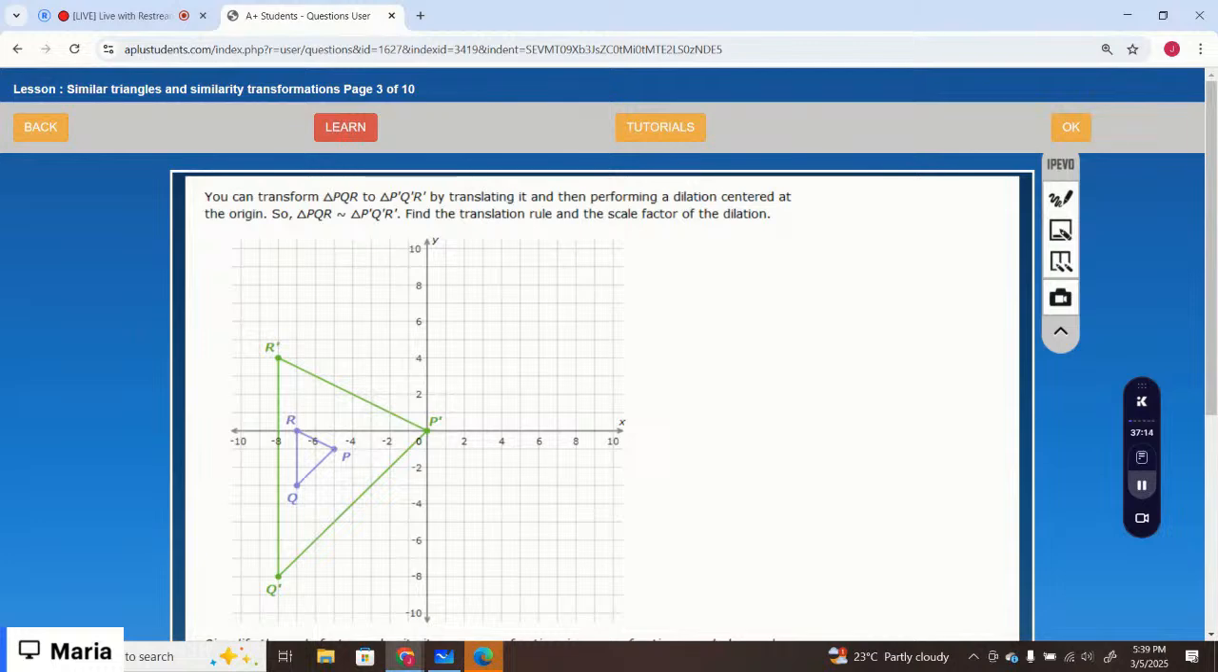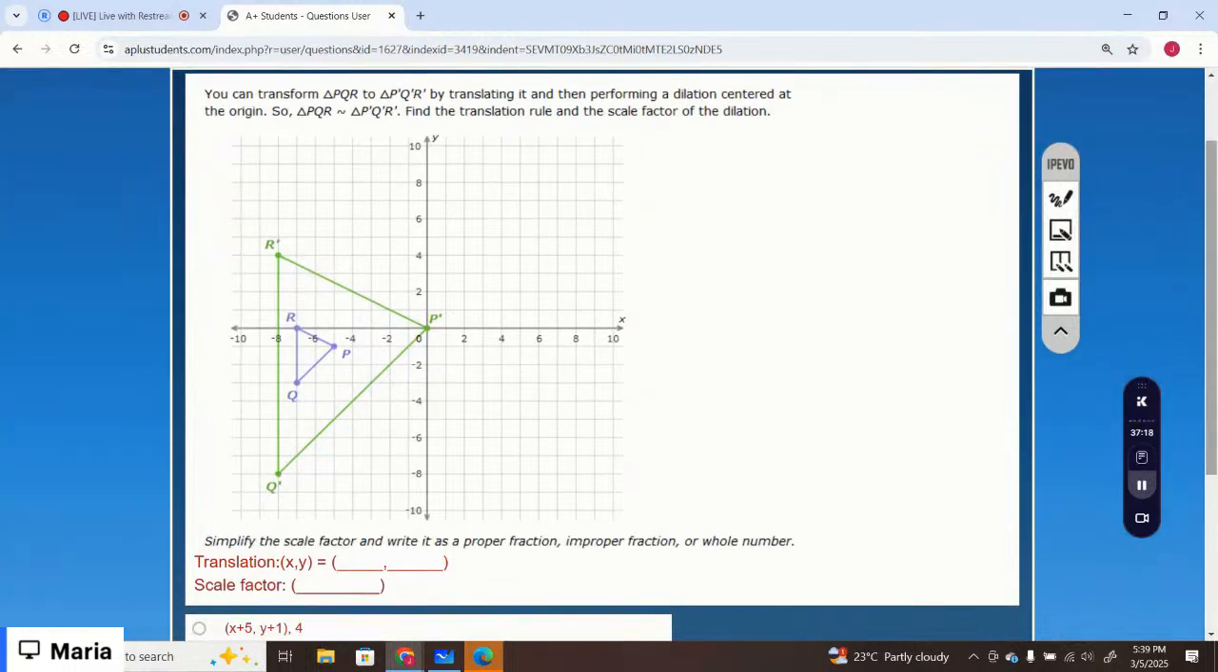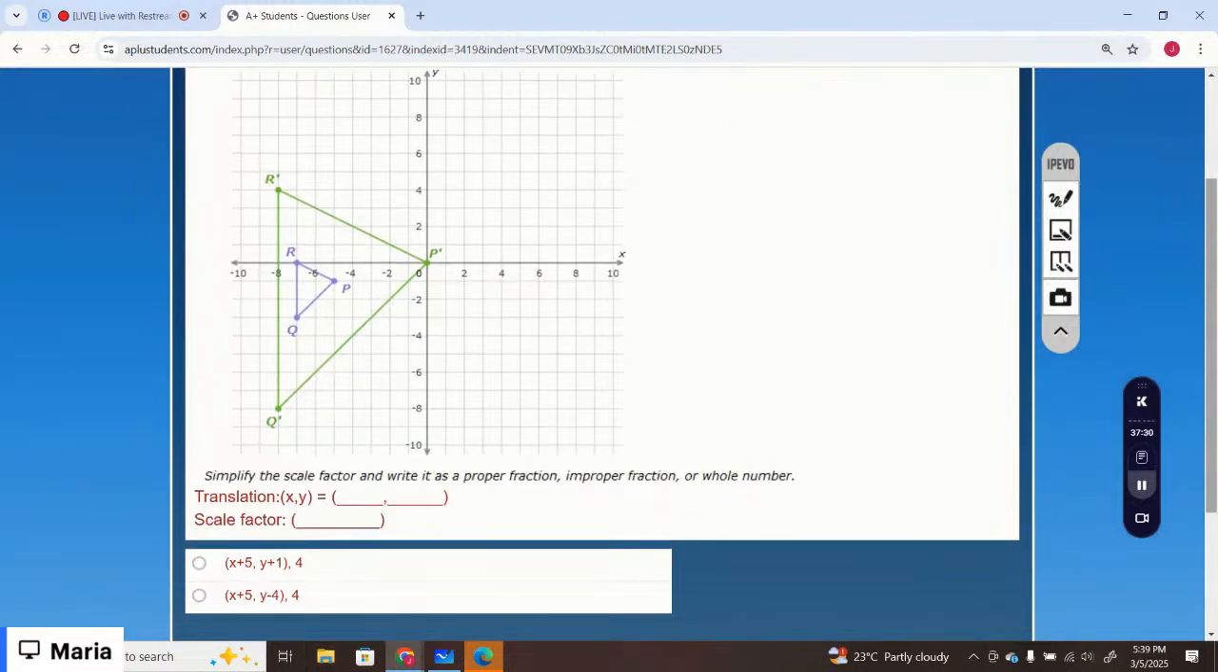You can transform triangle PQR to triangle P dash Q dash R dash. The scale factor is... sorry, the translation is x plus 5, y plus 1. The correct option is option number 1.